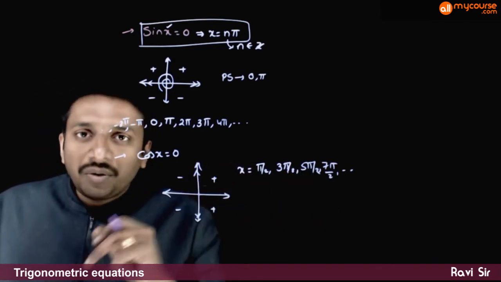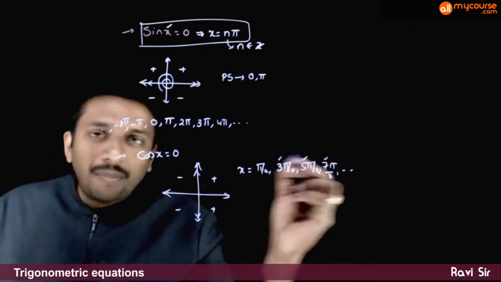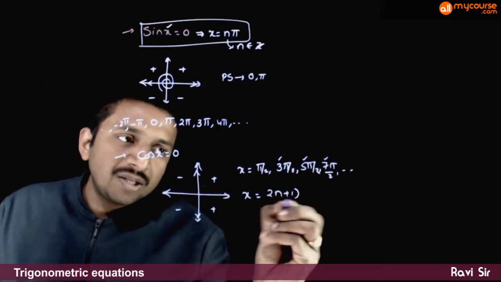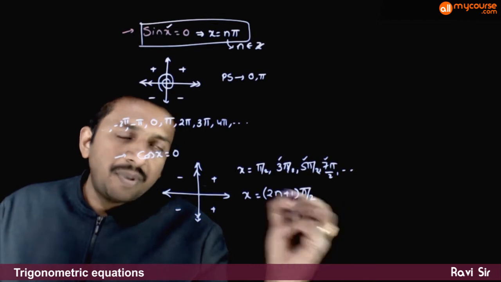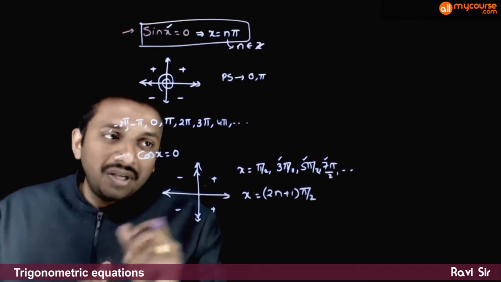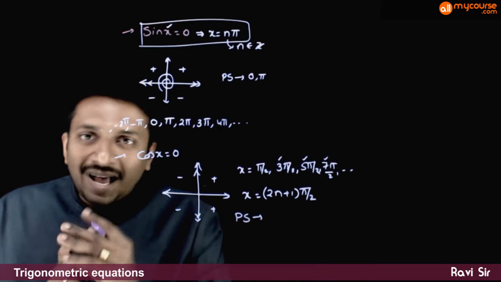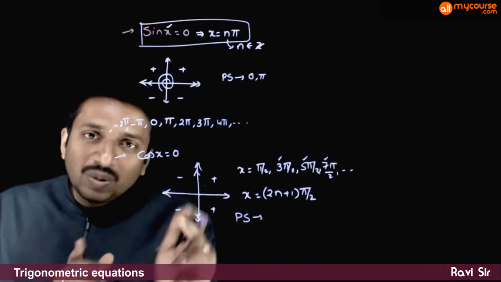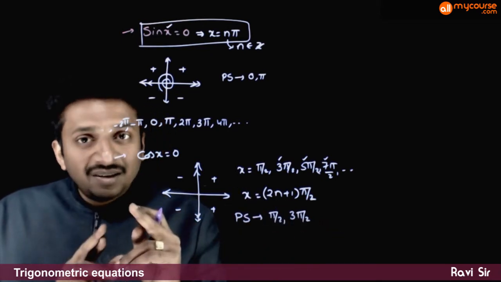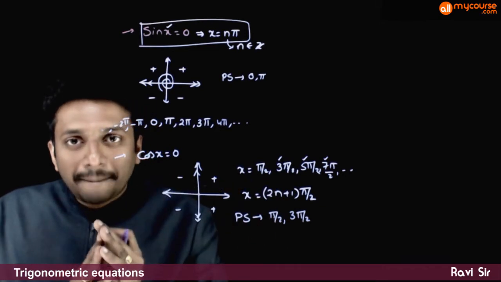So is there a general way to write this? Yes. All these are nothing but odd multiples of pi by 2. So I can write x, as an odd number can be written as 2n plus 1, times pi by 2. So the general solution of cos x is equal to 0 is 2n plus 1 times pi by 2, and the principal solutions are nothing but 90 degrees and 270 degrees. Pi by 2 and 3 pi by 2 are the principal solutions. All these solutions constitute the general solution.